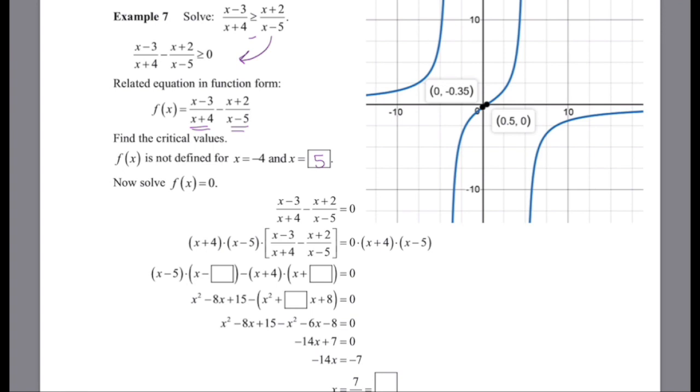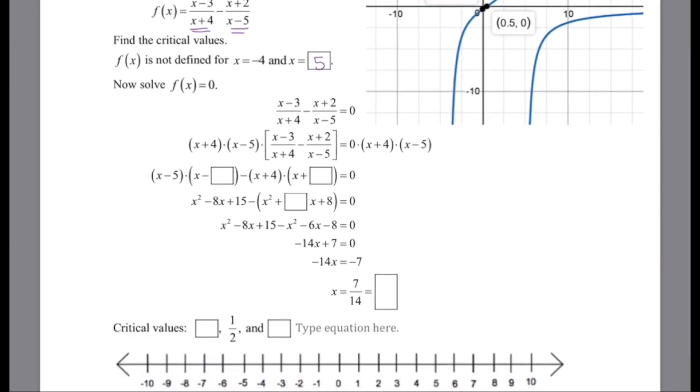Now we need to solve for 0. So to solve for 0, I'm going to multiply by the least common denominator so that we can eliminate those fractions. Our least common denominator is x plus 4 and x minus 5. Also refer back to Unit 3 as well. So now I'm going to multiply the left side and the right side by our least common denominator. And when I multiply all of them by the first fraction, I see that my x plus 4s would end up canceling, and I'd be left with x minus 5 times x minus 3.